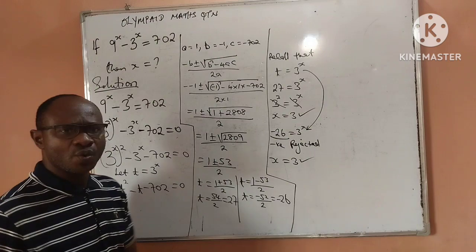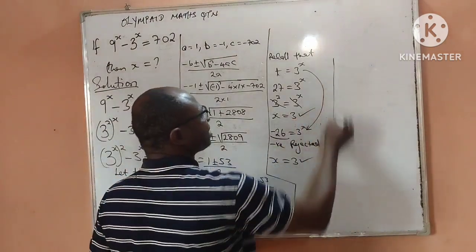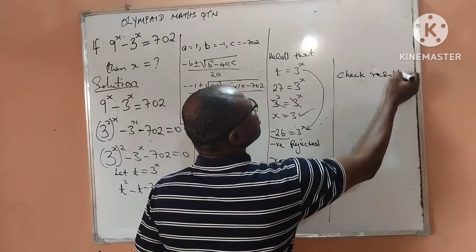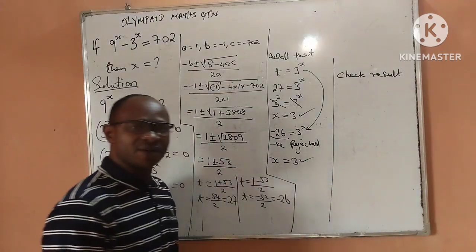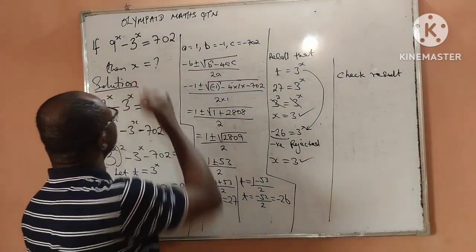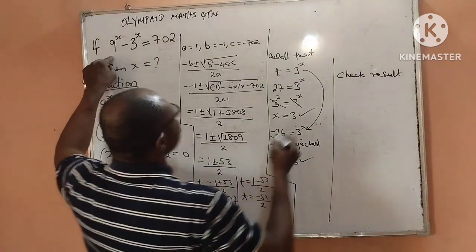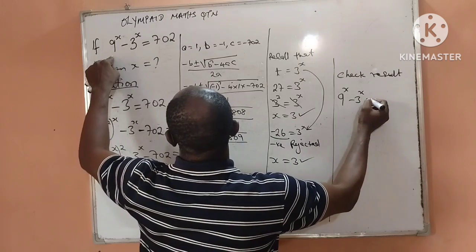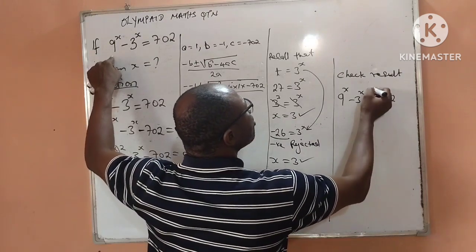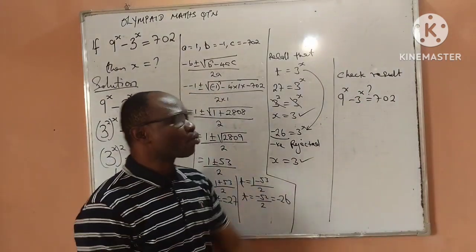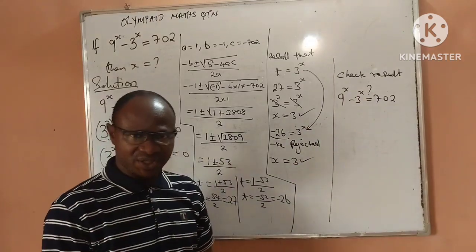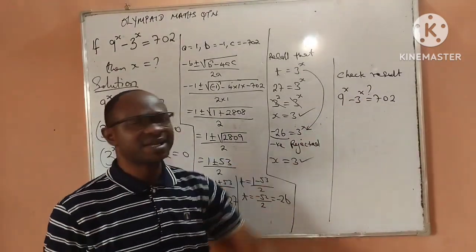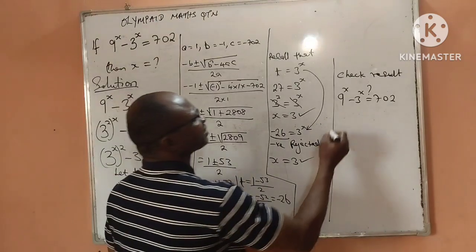We can quickly check the result. Check result: what does it mean? Replacing the value of x equal to 3 into the given question. The given question is 9 raised to the power x minus 3 raised to the power x equal to 702. We want to see when x is substituted to be 3, will the left hand side and right hand side be equal? That is what we want to find out.